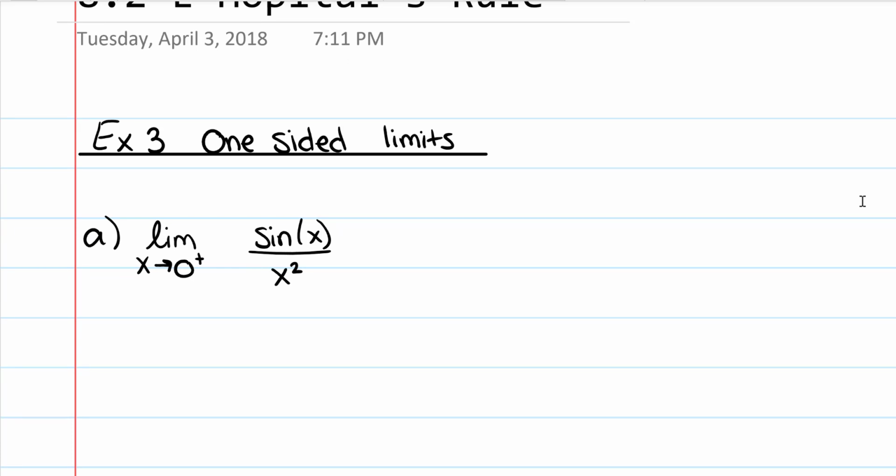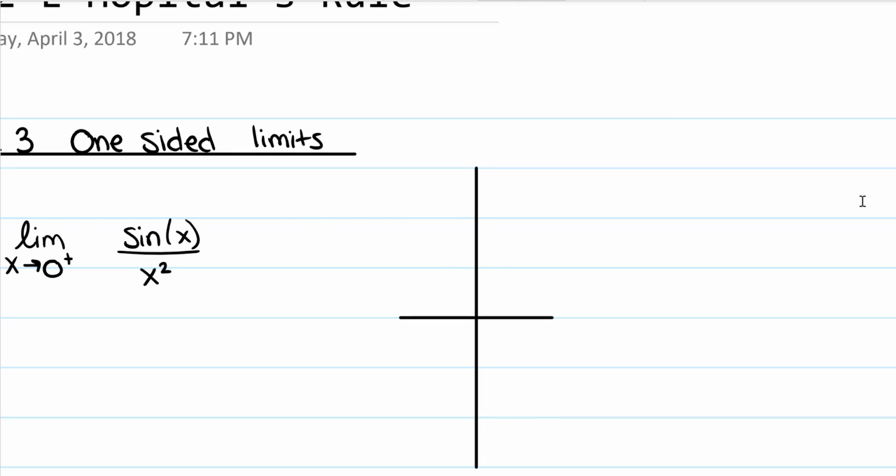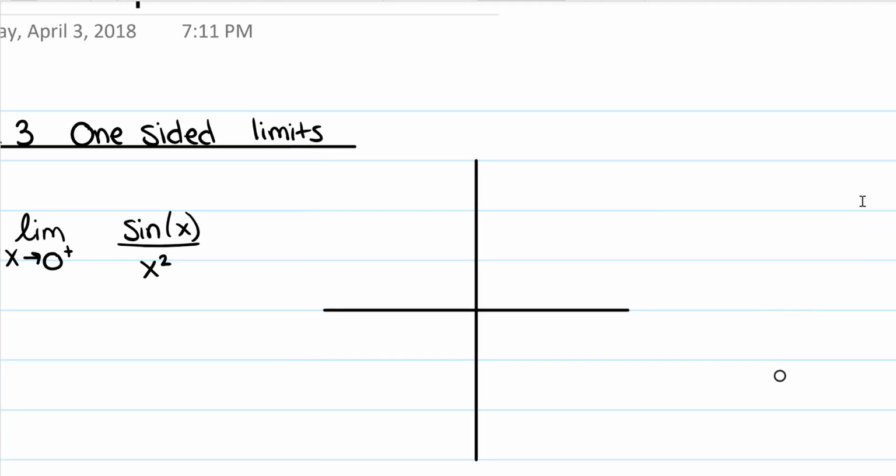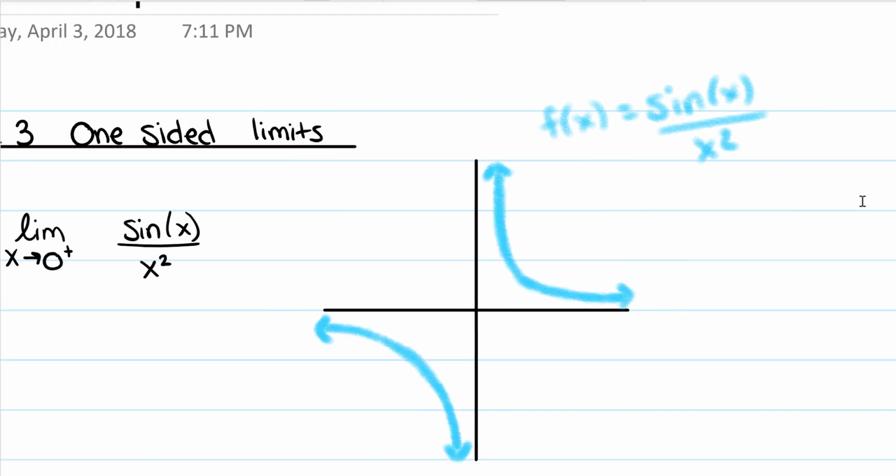of sine of x divided by x squared. What really helps me is to go ahead and draw the graph. So if we draw the graph of sine of x divided by x squared, you get something that looks like this. And so this is the graph of f of x equals sine of x divided by x squared.